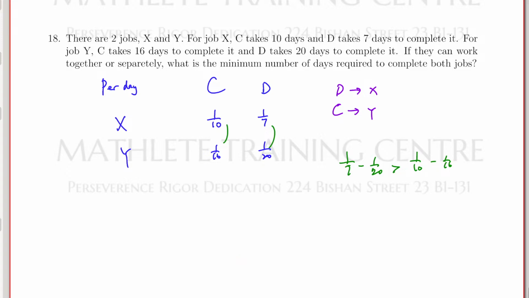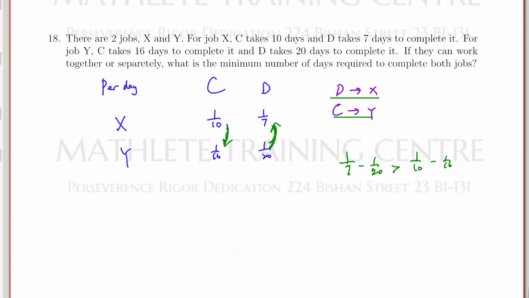So what does this mean when you have this kind of fraction difference? That means if I move D to X and C to Y, overall there is a gain in work done, because 1 over 7 minus 1 over 20 is more than 1 over 10 minus 1 over 16. And that means that I want D to do X, and I want C to do Y.